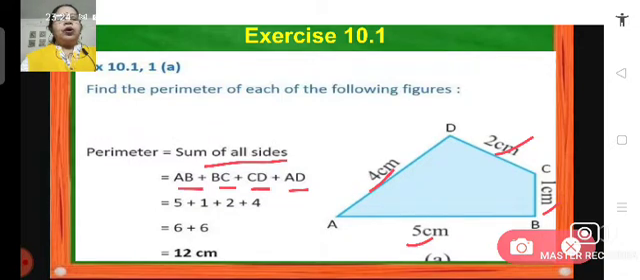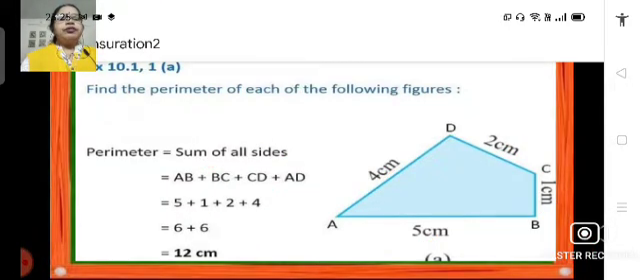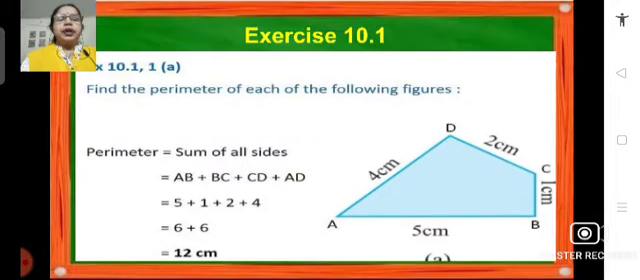So we add the lengths of all these sides. It will be 5 plus 1 plus 2 plus 4. So it will be 12 centimeters. So the perimeter of this figure is equal to 12 centimeters.